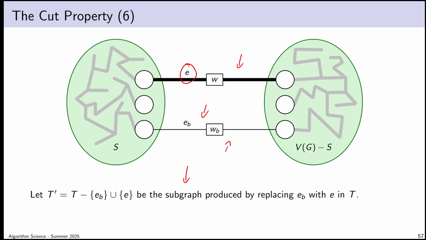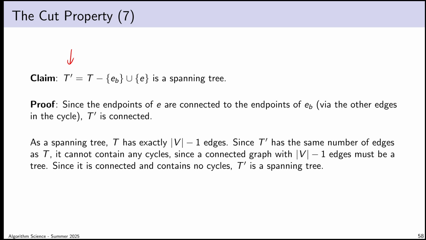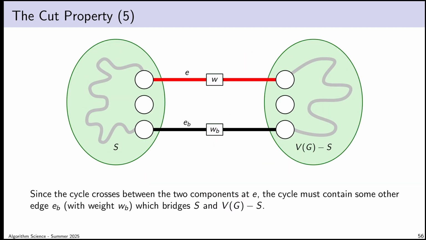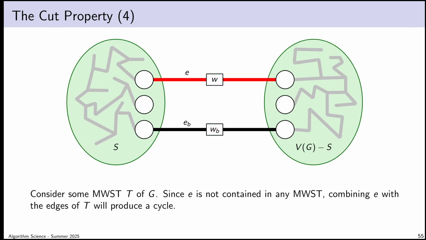So basically what I want to show first is that T prime is connected. That's one of the criteria to be a tree. So what I'm going to show is that it's connected and acyclic. So here's how I know T prime is connected. My original spanning tree, which doesn't include my edge E, does include the edge EB, obviously, and it's obviously connected. It's a spanning tree, so of course it's connected.